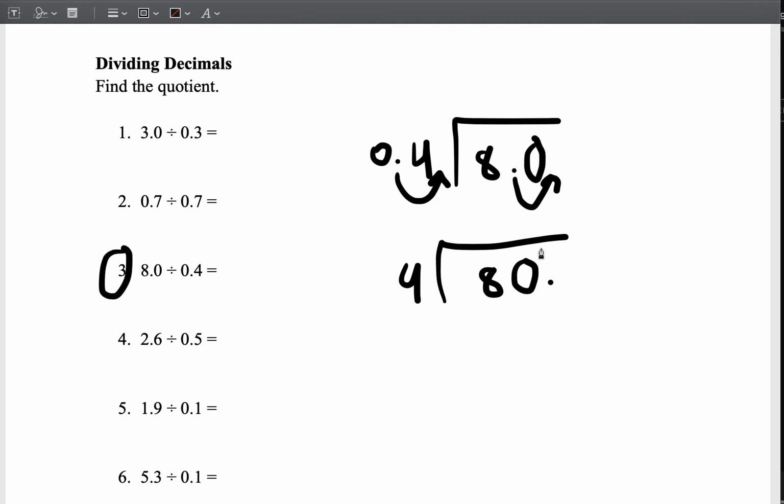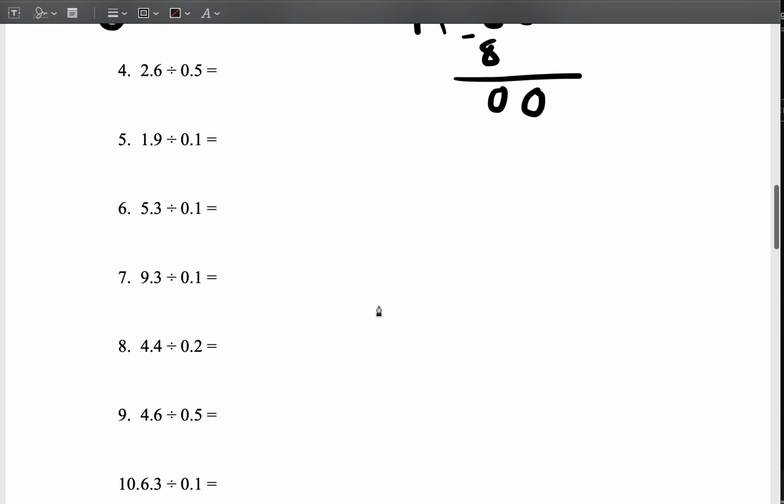So 4 times 2 is 8. 4 goes into 8 2 times. So 4 times 2 is 8, which is 0. And then you bring down the 0. And we know that 4 goes into 0 times, so it's 20. So the answer to number 3 is 20. This one may be a little bit more tricky, so let's do one more question.